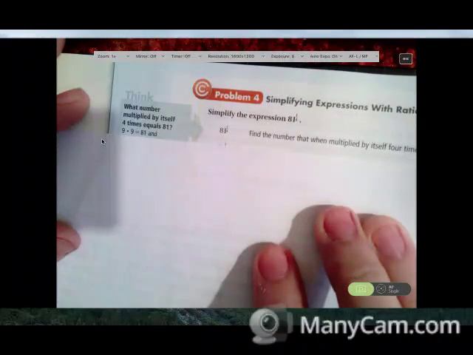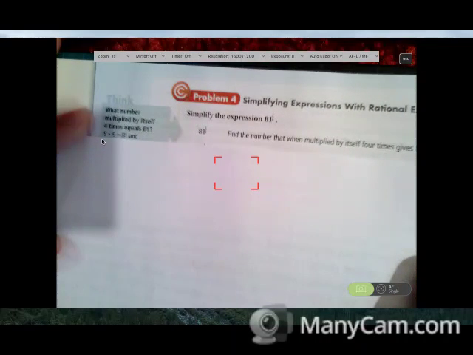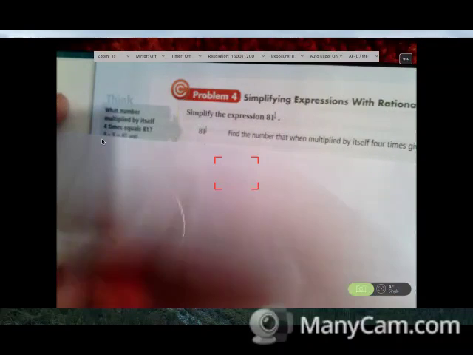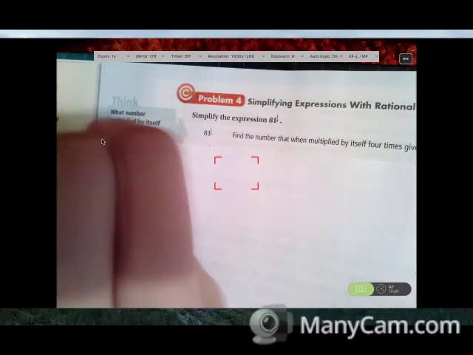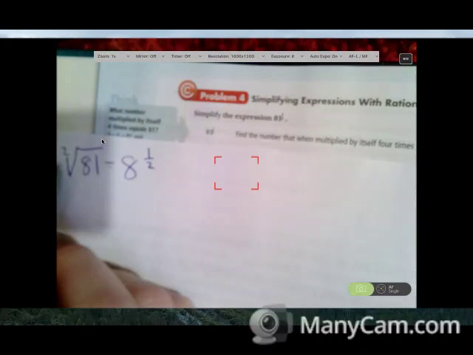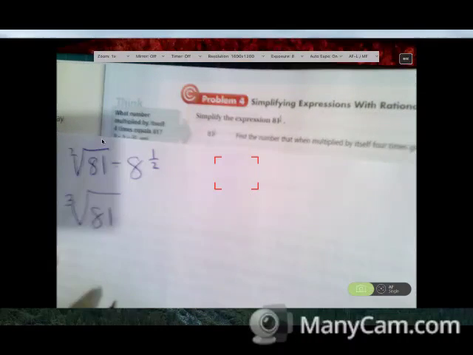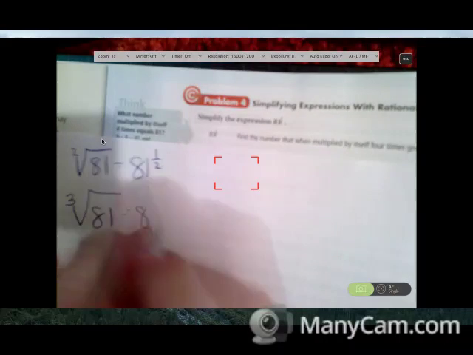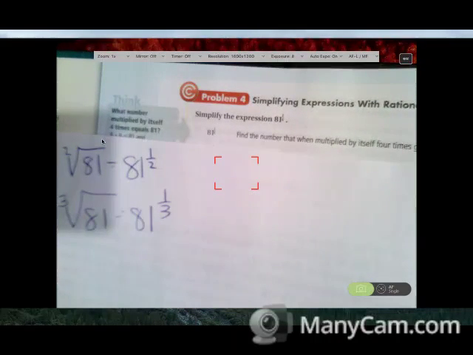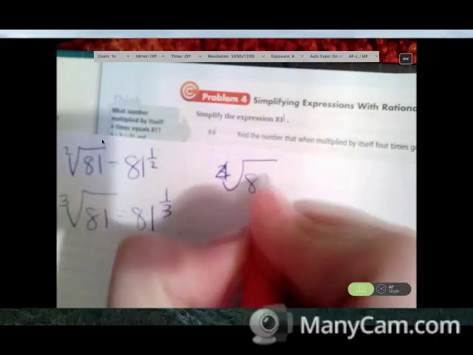Now, 81 to the 1/4 power is essentially asking you for the fourth root. If you take the square root of 81, that's the same as saying 81 to the 1/2 power, because there's an imaginary 2 there. Not imaginary, we just omit it. The cube root of 81 is the same as saying 81 to the 1/3 power. So what we're trying to do is find the fourth root of 81.